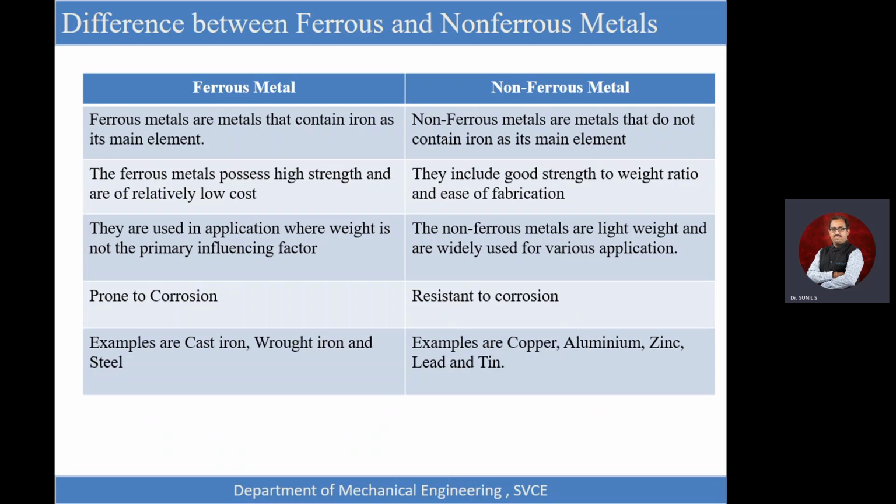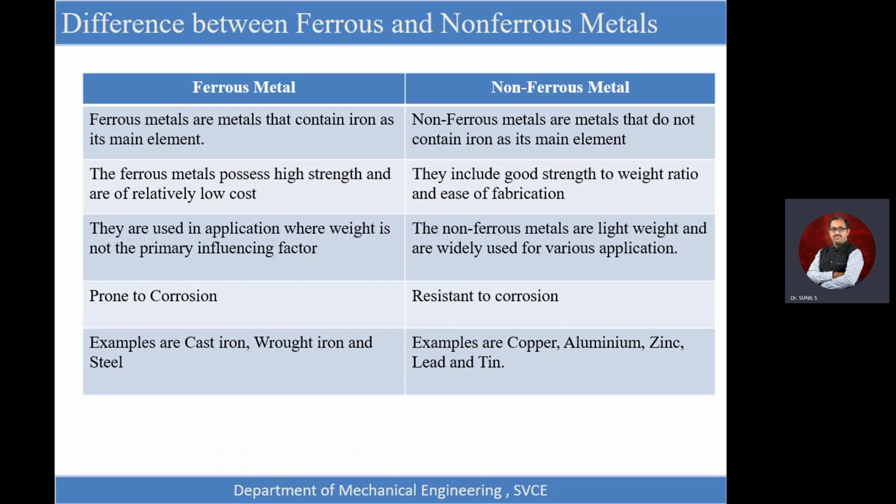Ferrous materials have high strength and low cost. Whenever you inquire about a gate for your home, a 10 by 10 size gate, if iron costs around 8 to 10,000, stainless steel will be 30 to 40, so it will be costlier. Whereas non-ferrous metals have a good strength to weight ratio, that is, they are always lightweight, but the cost will be higher.